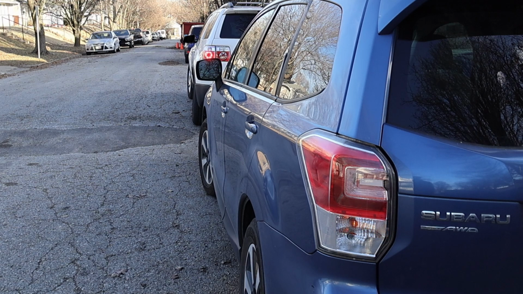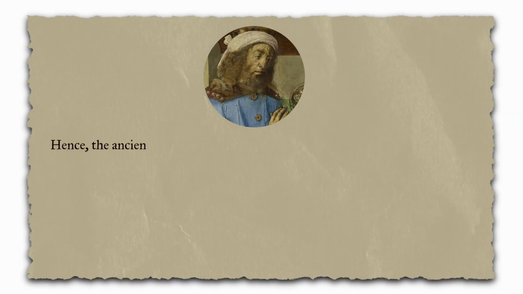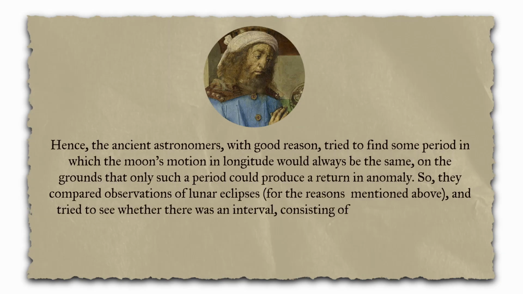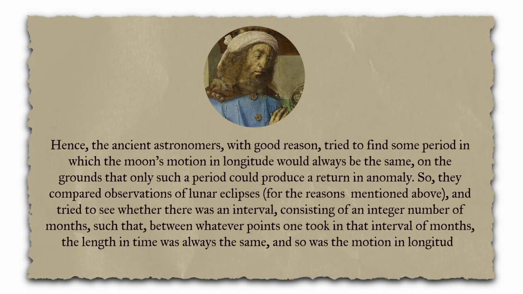It's kind of like watching the turn signals on two cars in front of you. They go out of sync and then come back together. Their periods are different, but after a while, they'll briefly line up again, before getting out of sync and then lining up again. Ptolemy states that the ancient astronomers, likely referring to the Babylonians, looked for cycles in the moon's behavior by looking for patterns in eclipses.